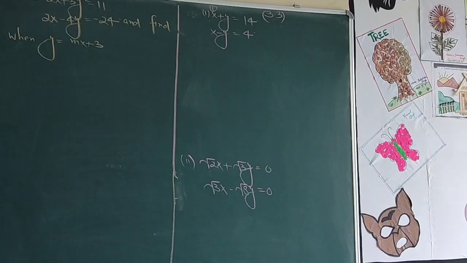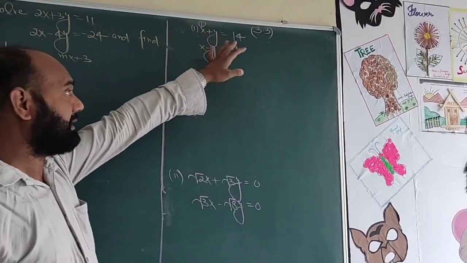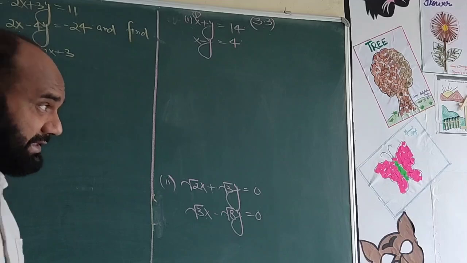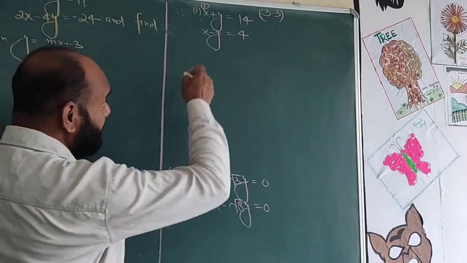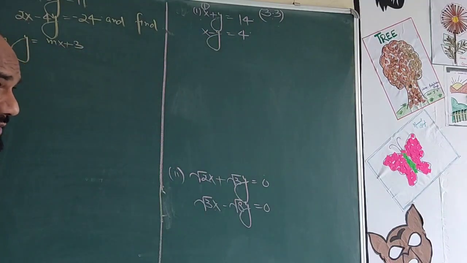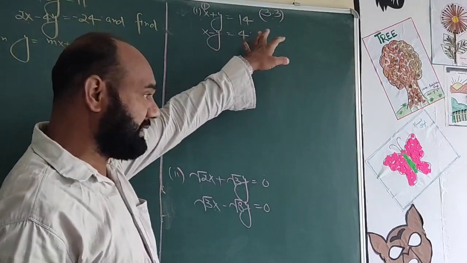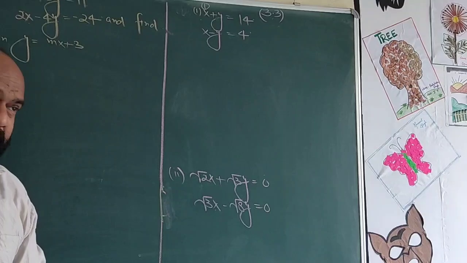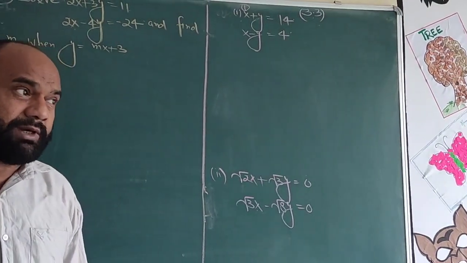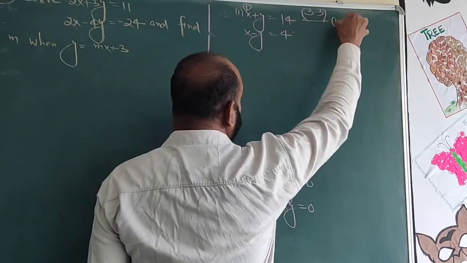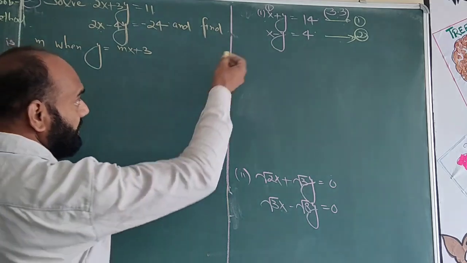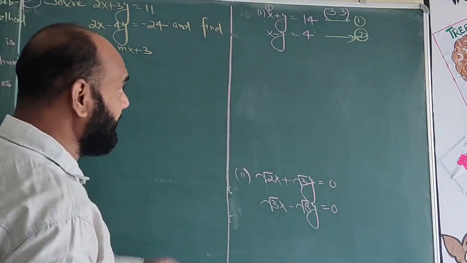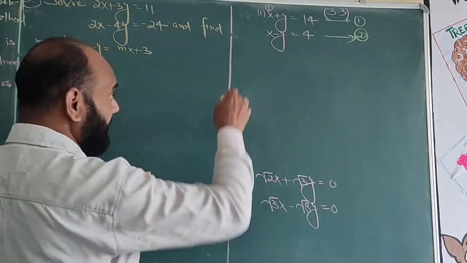Completing exercise 3.2, now we will start exercise 3.3, and its first question is: solve the following linear equations by substitution method. This means we solve these two equations using the substitution method, and we already discussed the substitution method. We know that in the substitution method we find the value of x or y from any equation and then put it in another equation. This is the method to solve any two linear equations of two variables. So to find the values of x and y, we find the value of x from equation number 1.